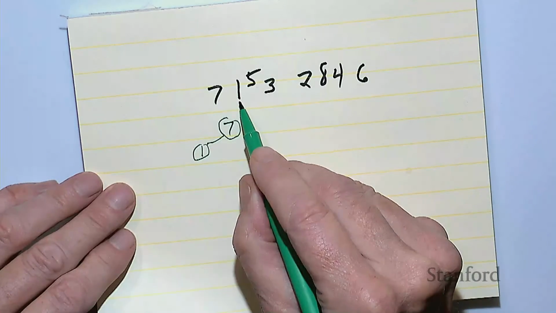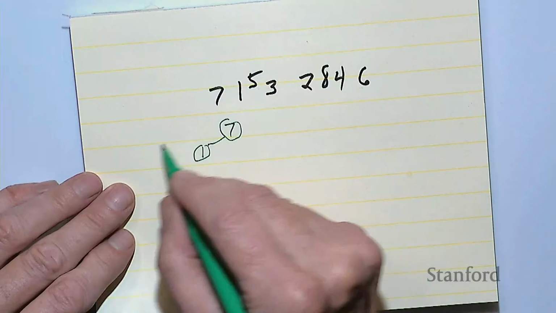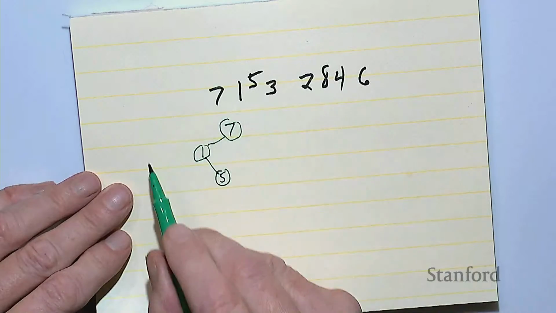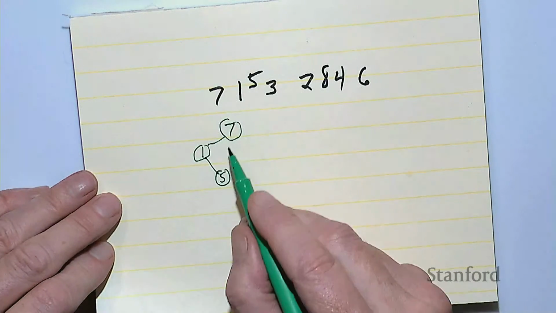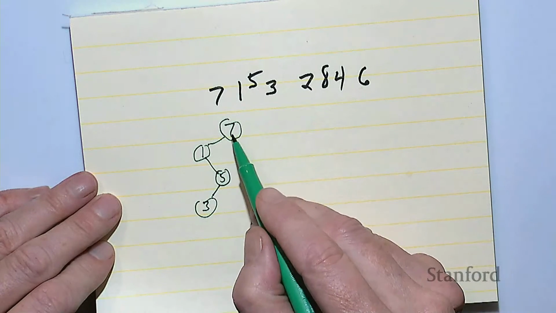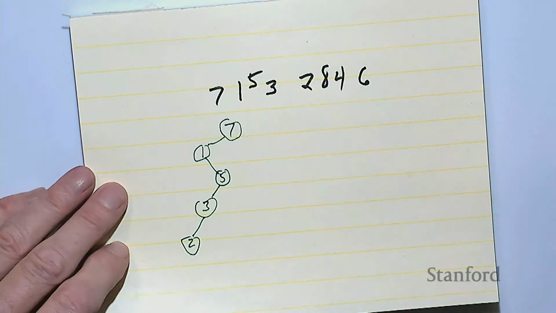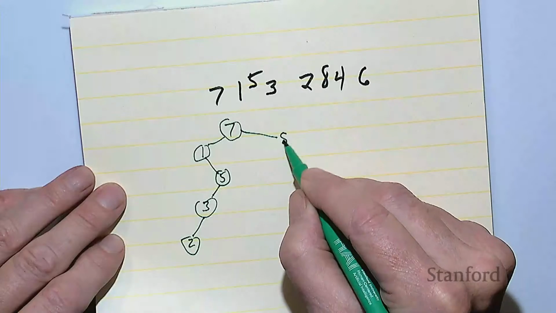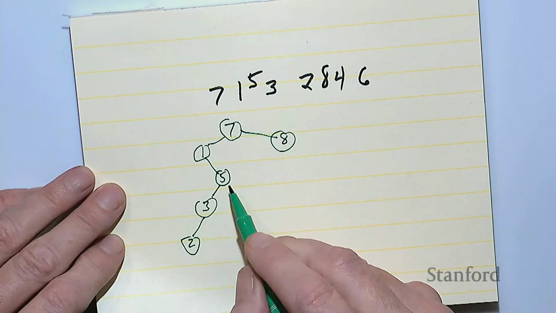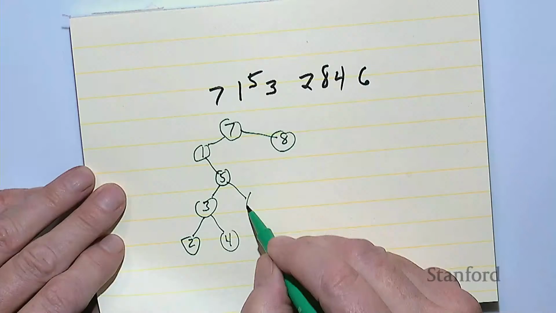The next one is 5. Well, 5 is also less than 7, but it's bigger than 1. So 3 is less than 7. It's going to go in this left subtree somewhere. It's bigger than 1, less than 5. So 3 comes in here. 2, 1, it's going like this. 8, here we go. And 4, so 7 is less than 7, or less than 5. So here's 4, and 6 is going to stick in here.